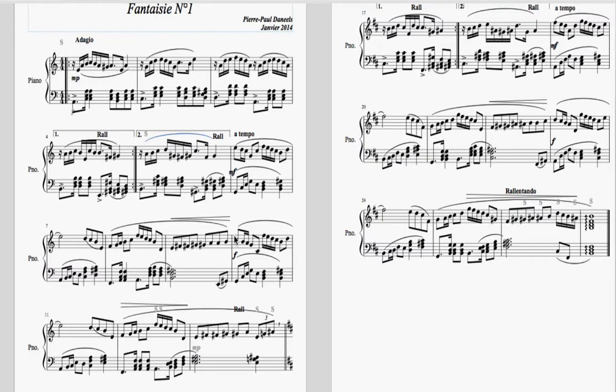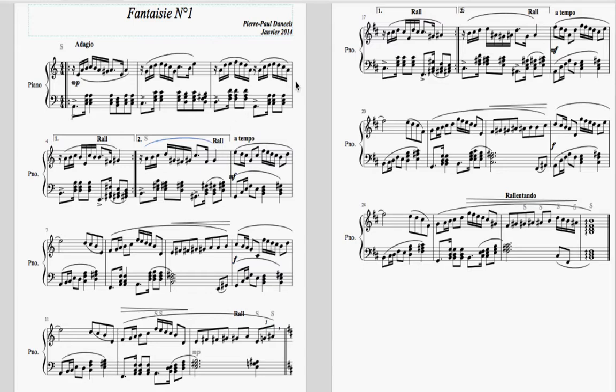Okay, so a lot of new symbols in this piece. So review those. I know that was a lot to take in, but let's check out another one and see what we find in that.